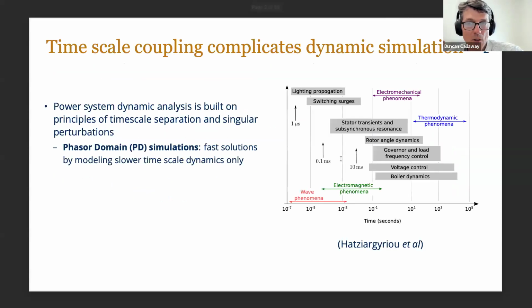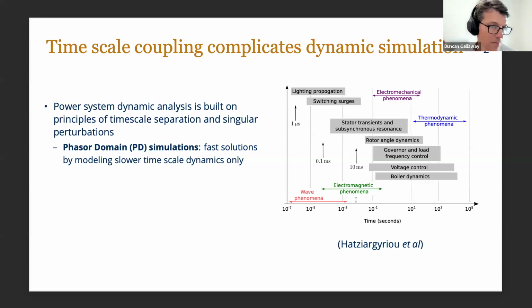Okay, so timescale coupling complicates dynamic simulation. Some of you may have seen this type of slide before. But this is the figure here. The y-axis doesn't actually mean anything. It just gives us an ability to order some of the different kinds of phenomena that you might model in a power system. And the x-axis is showing you the sort of inherent timescale of the given phenomena.